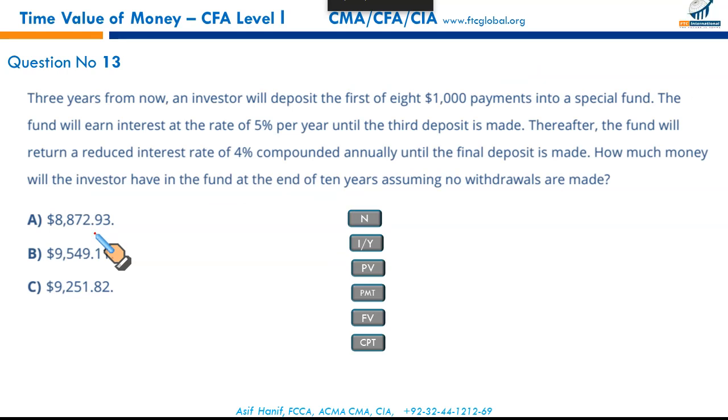Whenever a challenging question comes, I will come in action. Otherwise, I'll just lay down the working. You can just plug it in. And this is the one that needs my involvement. It says 3 years from now, an investor will deposit the first of 8 $1,000 payments into a special fund. The fund will earn interest at the rate of 5%. These are recurring payments. Thereafter, the fund will return a reduced interest of 4%.